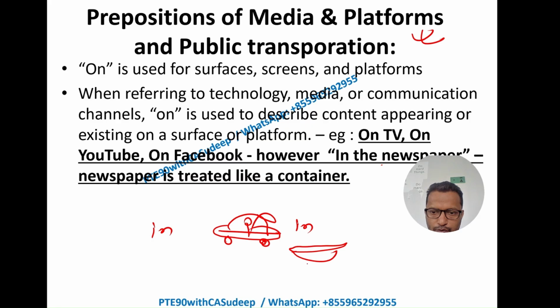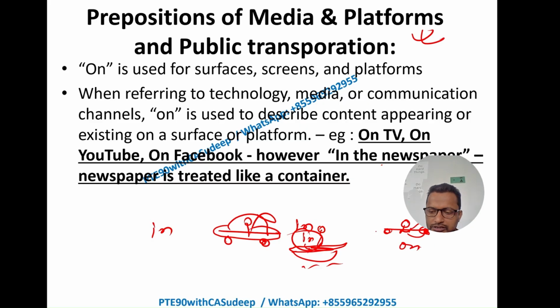And boat, like there's a small boat, right? So this is the small boat. Can you stand and walk? You can stand but cannot walk, right? So that's why in the boat, right? So like motorbike, you can ask me why on the motorbike? Because you are on the surface of the motorbike, right? You are riding on the surface, so that's why on the motorbike.